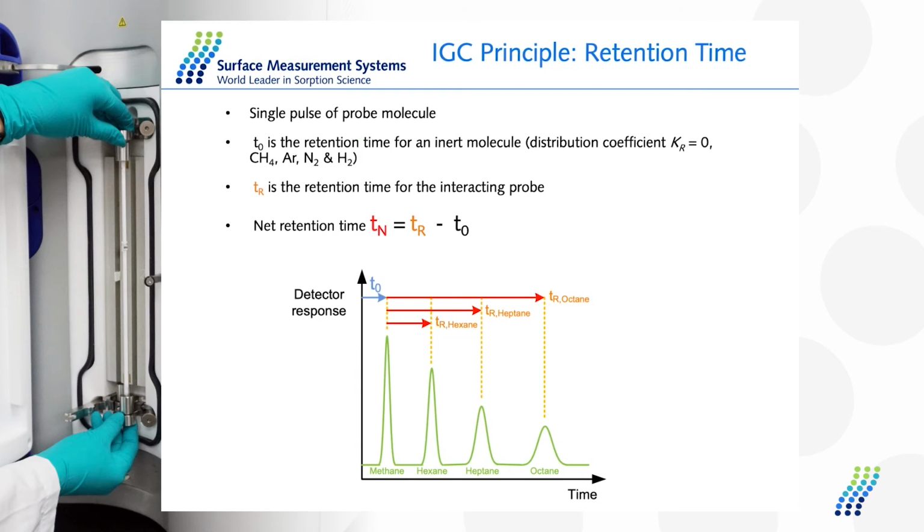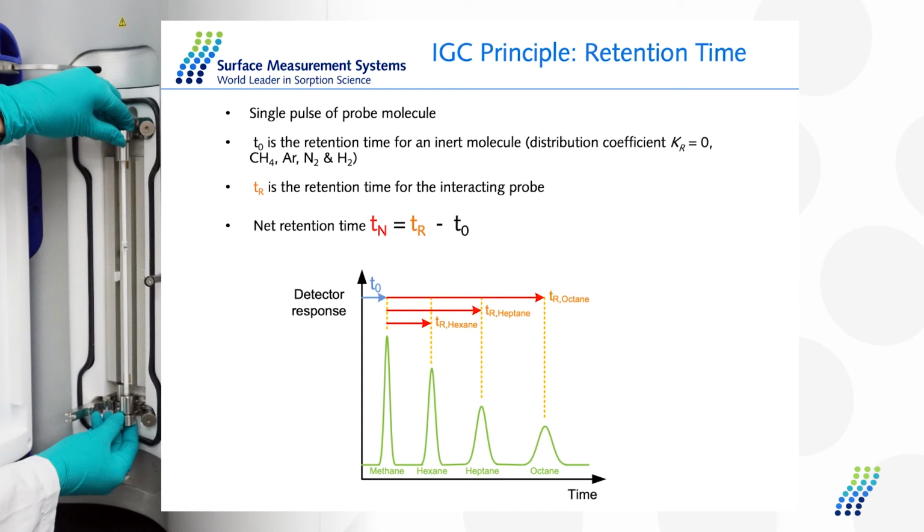With any inverse GC technique, since the material in the column is different every time you run a sample, from a GC standpoint, we have to normalize that particular sample, and we do that with every experiment by using an inert molecule. In our instrument, we typically use methane. Other instruments may use argon or krypton as an inert molecule. This measures the retention of dead volume for the column of interest or the sample of interest, and then all other probes are referenced from that dead volume.